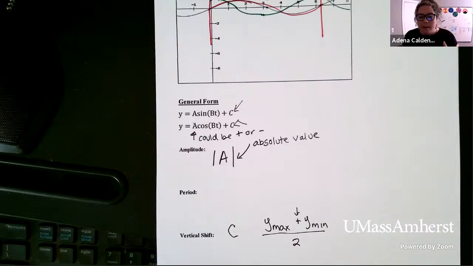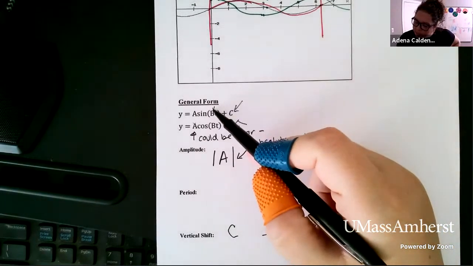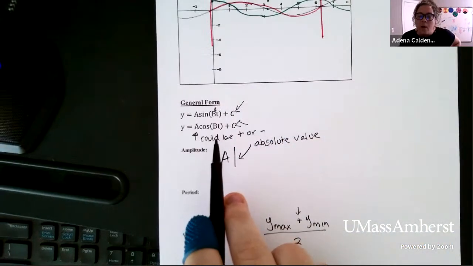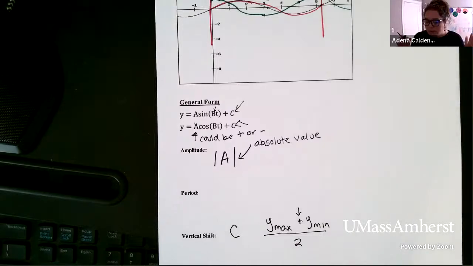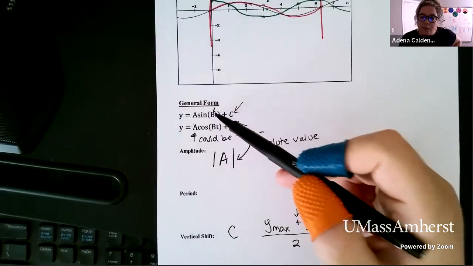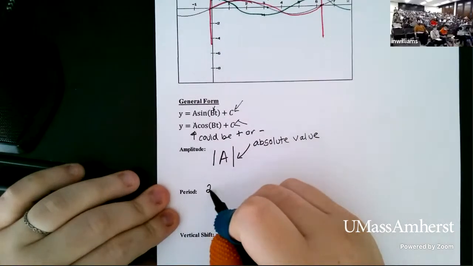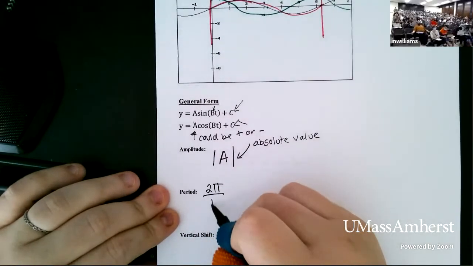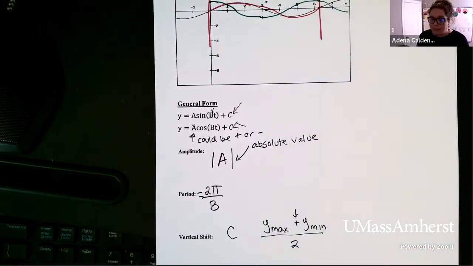Okay. Now, finally, we need to talk about the period. The period is a little more complicated here because we have to figure out how this relates to b, because the b in our equation is what's going to change what's happening horizontally. So when you multiply something inside this function, it will either stretch it horizontally or shrink it horizontally. And so the period is going to be 2 pi over b.